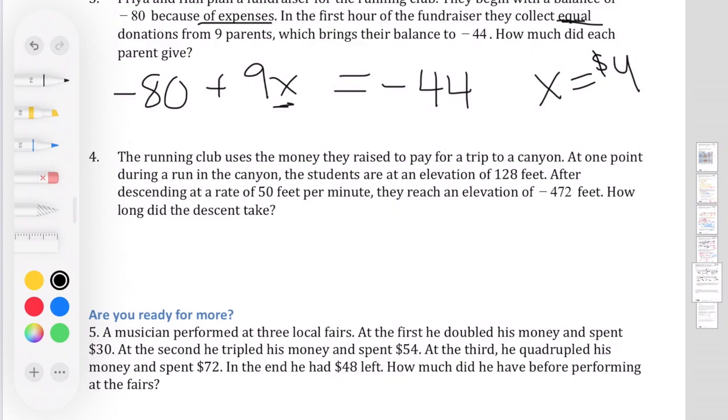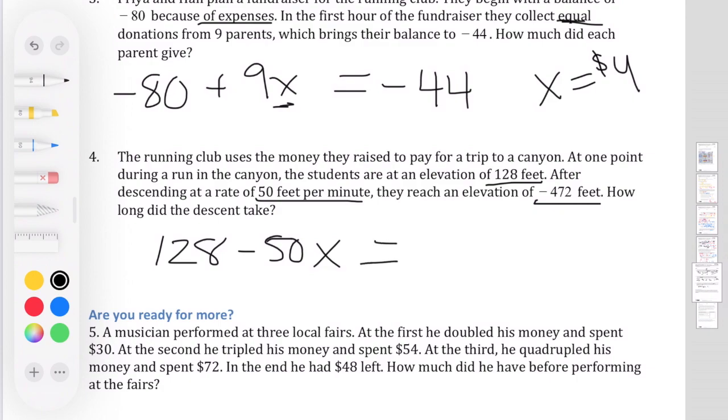Number 4: the running club uses the money they raised to pay for a trip to a canyon. At one point, while running in the canyon, the students are at an elevation of 128 feet. After descending at a rate of 50 feet per minute, they reach an elevation of negative 472 feet. So we know they started off at 128 feet. They descended at 50 feet per minute. So we don't know exactly how long it's going to take them to get to their final elevation.